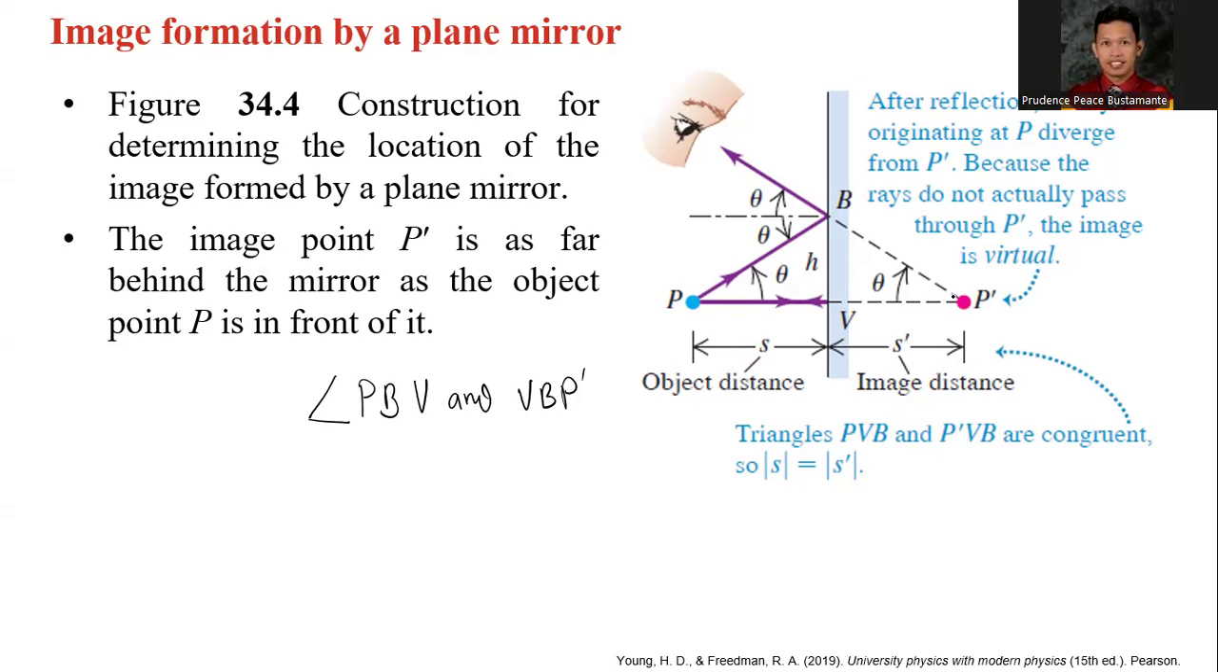Again, since no light rays pass through the image, through P prime, the image is actually virtual. For a plane mirror, the object distance is equal in magnitude to the image distance.